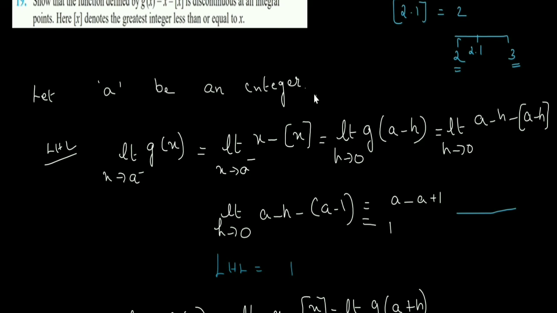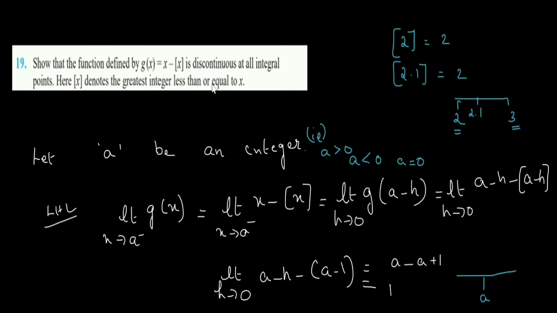Okay, now let a be any integer. This a can be a positive integer, or a negative integer, or 0. It can be anything. The question is, we have to prove that this function is discontinuous at all integral points. So we have taken a to be an integer. So now let us find the left-hand limit at a. So the left-hand limit is to the left of a.